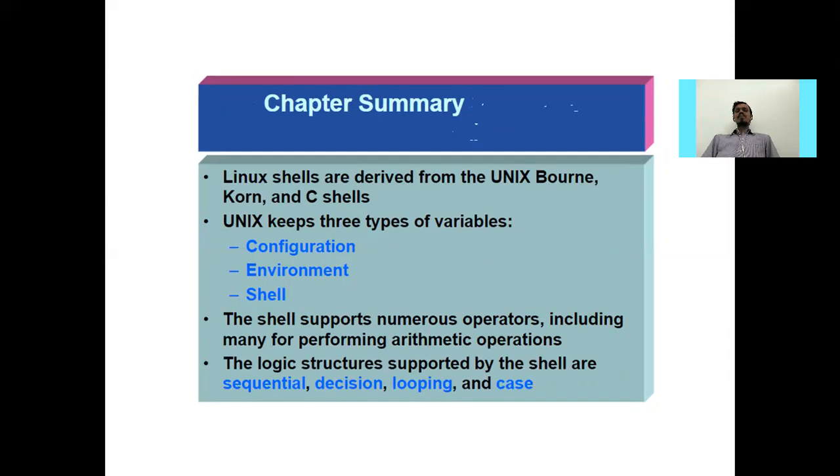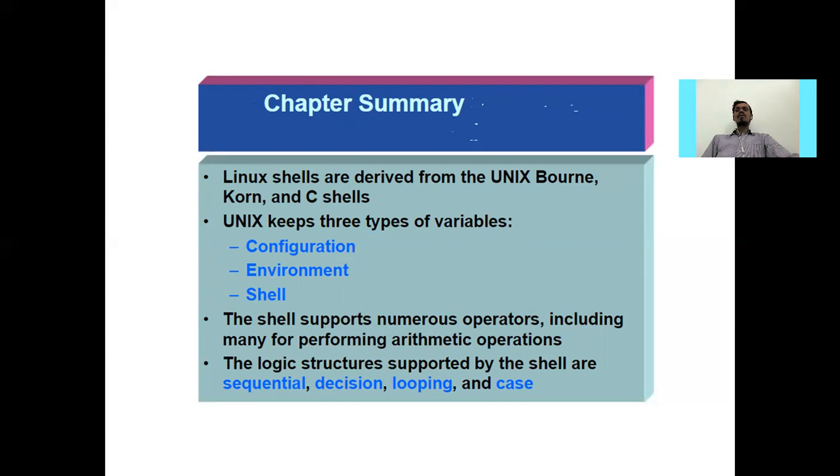Linux shells. This is the chapter summary. The summary of the chapter is what we have been reading about. First, Linux shells are divided into Unix Bourne, Korn, and C shells. Basically, we can divide Linux shells into three parts: first is the Bourne shell, second the Korn shell, and third the C shell.